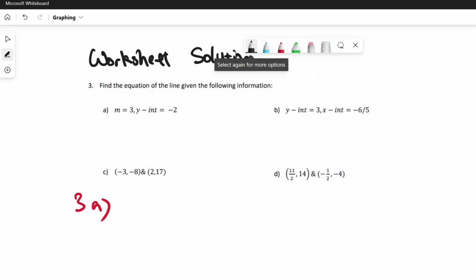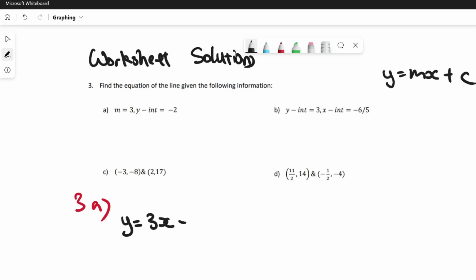So it straight up gives you the gradient is 3 and the y-intercept is -2. So if you remember the general equation of the line, y equals mx plus c, we just sub those two values in. So the equation of this line would be y equals 3x minus 2.